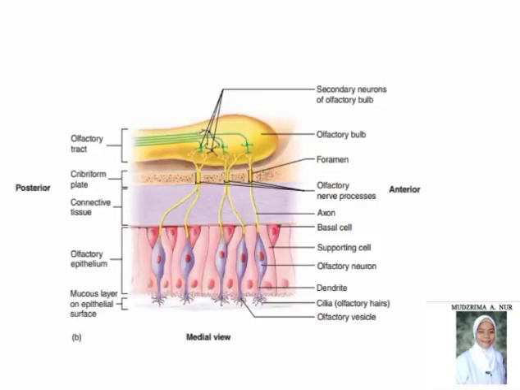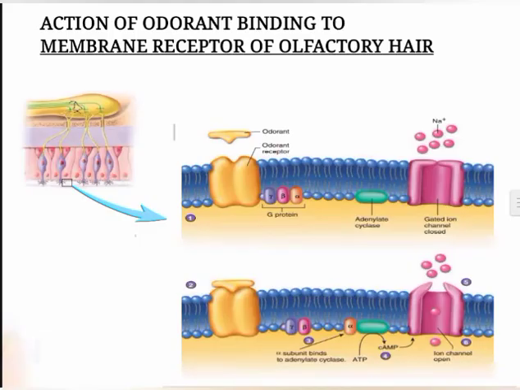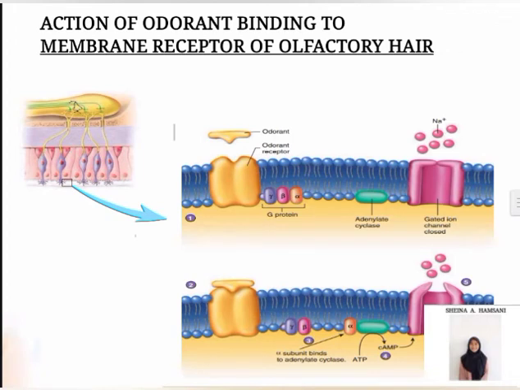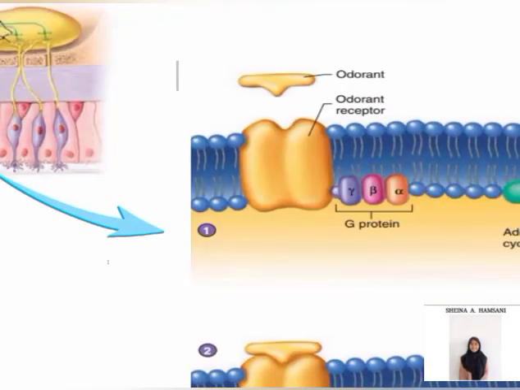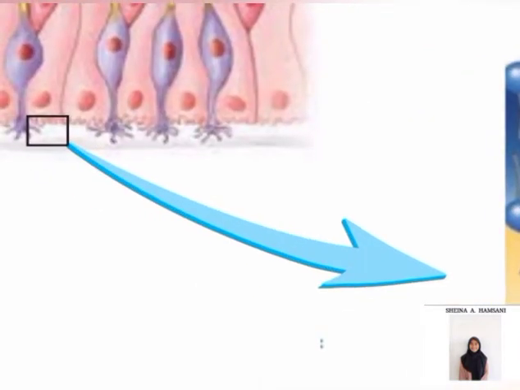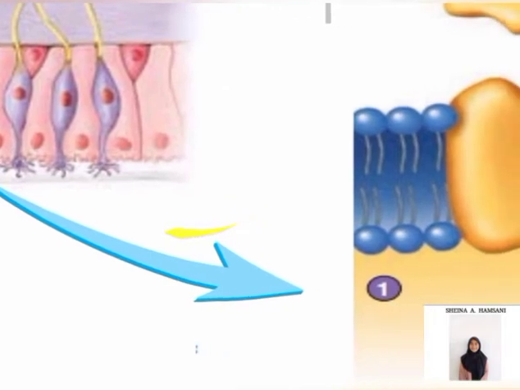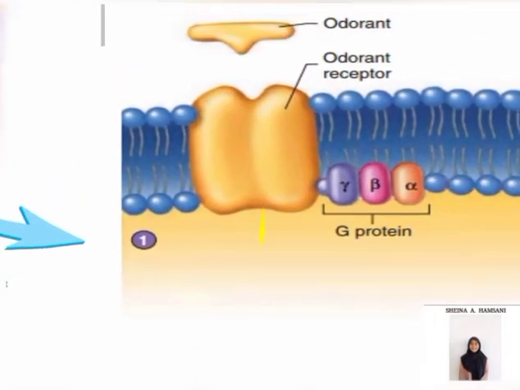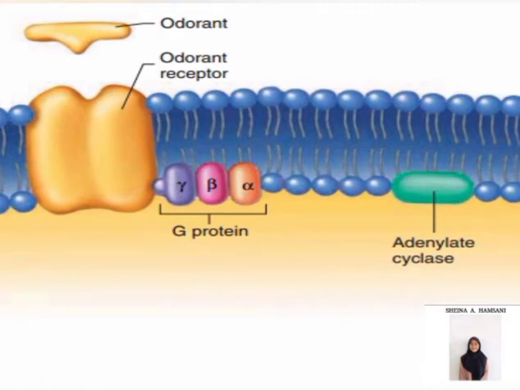Those are the anatomy and physiology of the posterior and the anterior part of the olfactory system of the nose. Now I am going to explain the action of odorant binding to a membrane receptor of the olfactory hair. As you can see in this image, this is the cilia, the olfactory hairs, which lie in a thin mucus film on the epithelial surface.